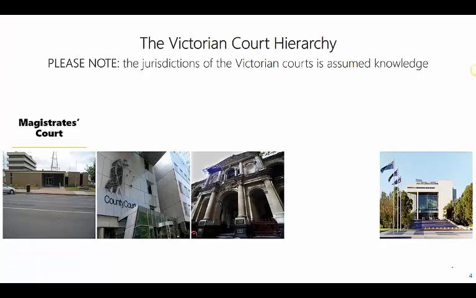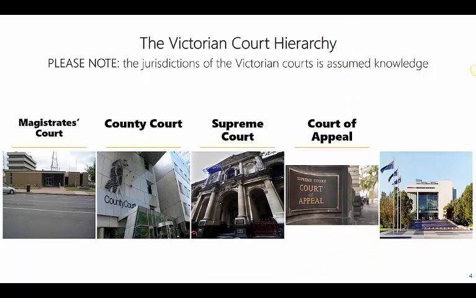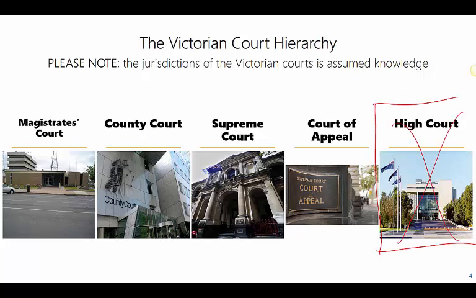Well, this is our court hierarchy in Victoria. We have a Magistrates Court, followed by a County Court, followed by the Supreme Court. For some reason that picture's coming in late as well, but we have the Court of Appeal, and then we have the High Court. Now, in terms of criminal matters, we can basically scrub out the High Court. It's very, very rare for a criminal matter from a state jurisdiction to end up on appeal in the High Court. So we're going to focus purely on these first four.